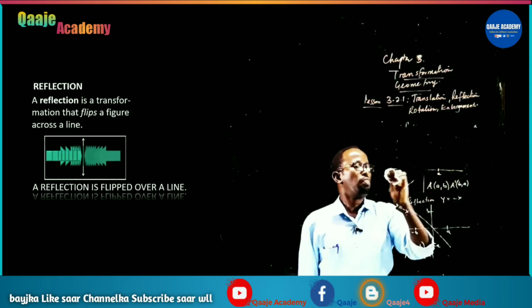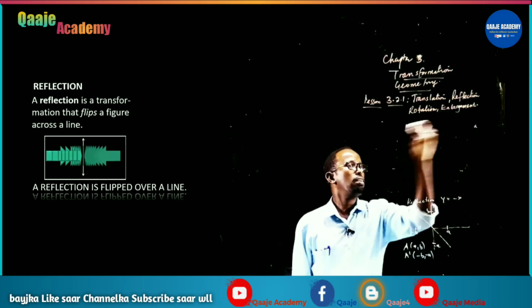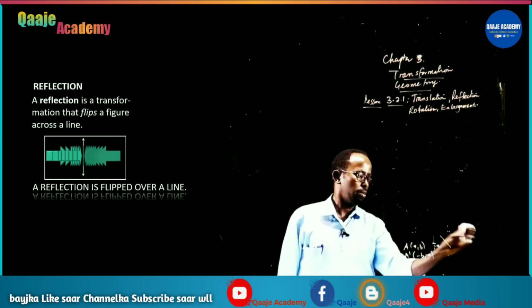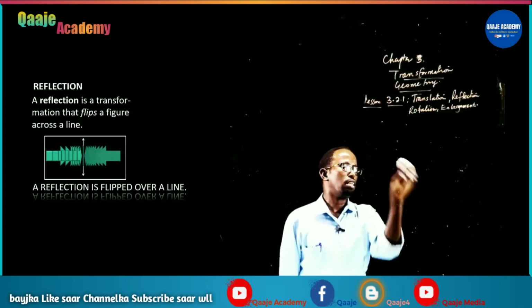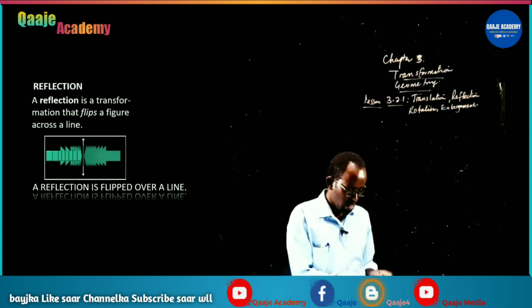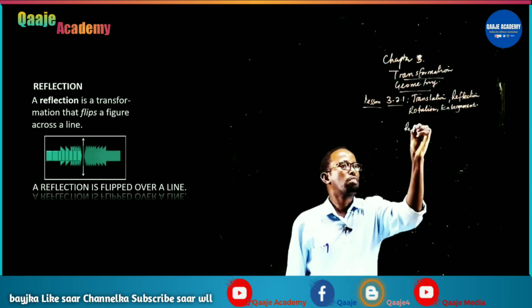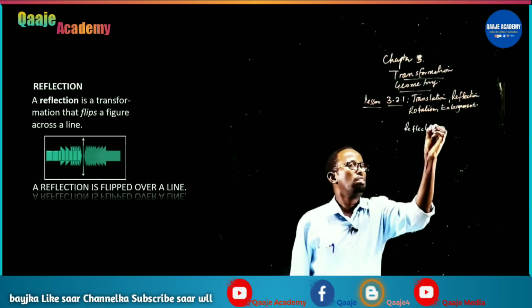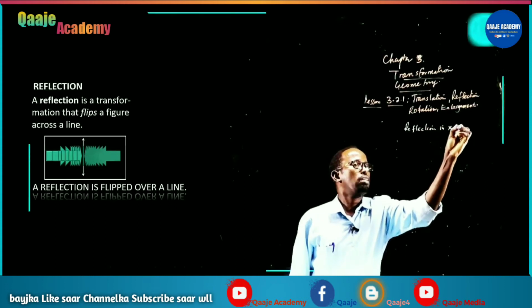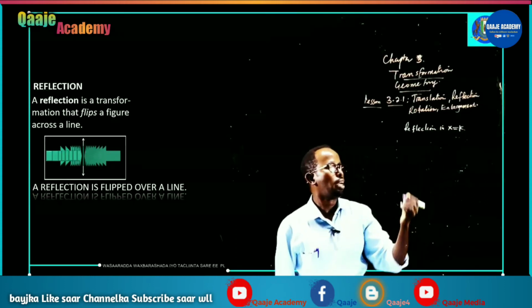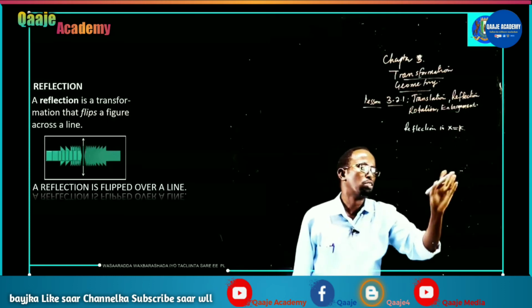The next one is reflection in the line x is equal to k, where k is an integer. That is, reflection in the line x is equal to k, where k is an integer. K can be negative, 0, or positive numbers.